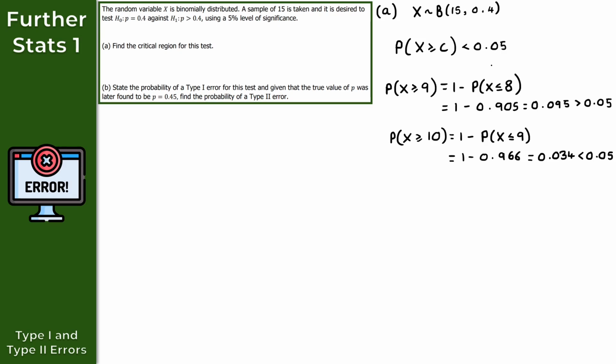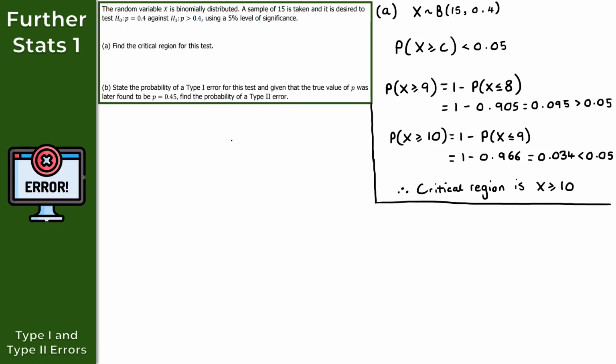Okay, so what that gives us is the critical region. So the critical region here, part A, would be X is greater than or equal to 10. Okay, that's this value here. So there we have it, that is the critical region, giving us a solution to part A. So let's just quickly box this off, so we can answer part B. So that's part A done. What about part B then?